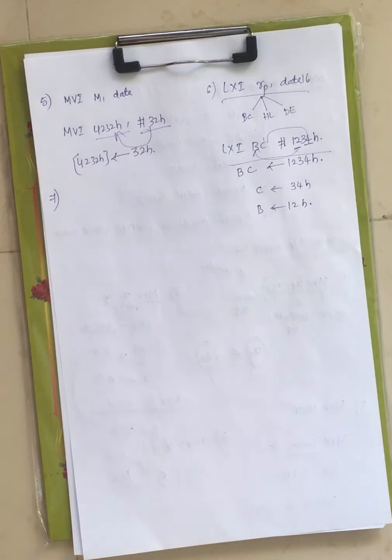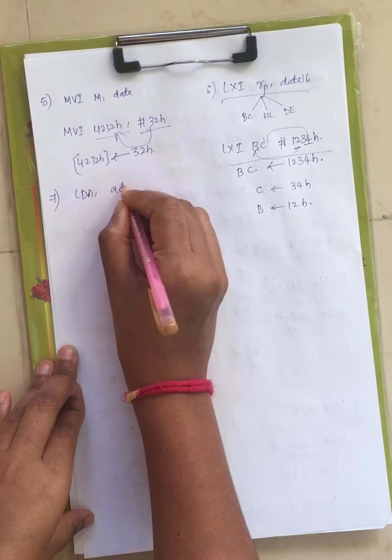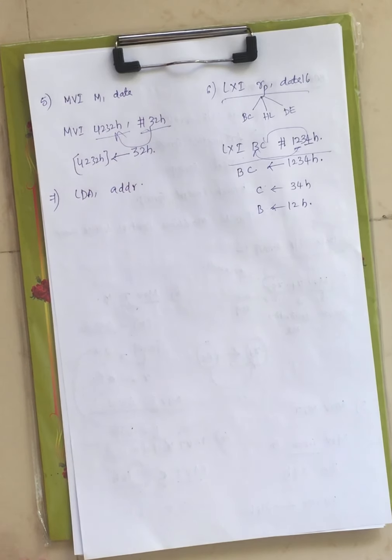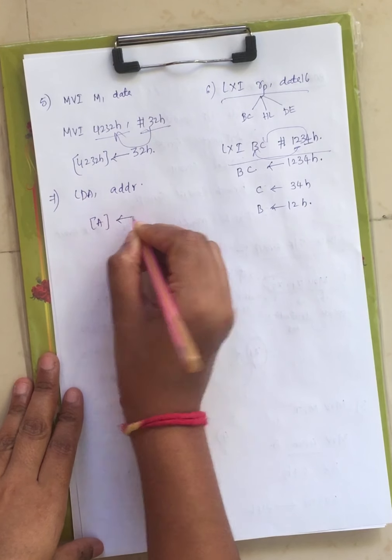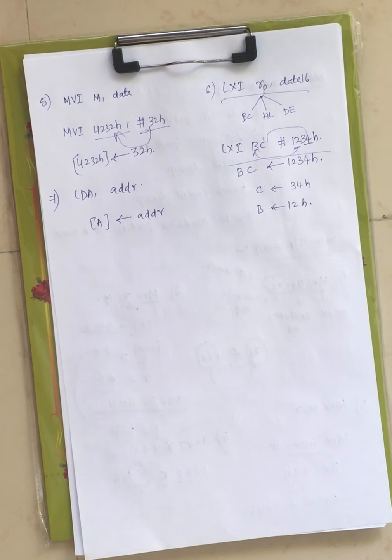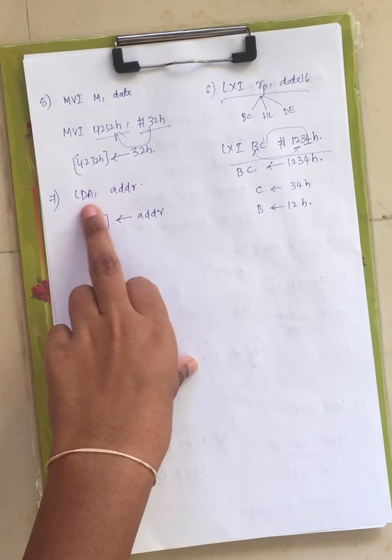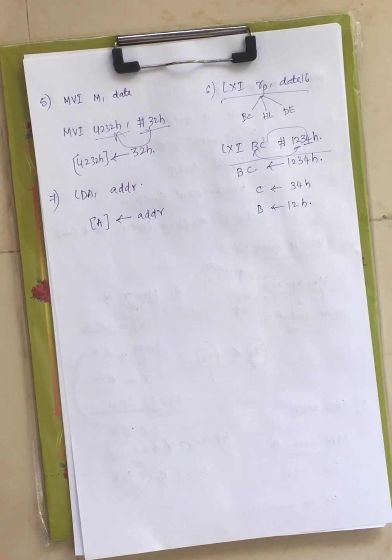Now coming to the seventh instruction, LDA address, right? LDA stands for load accumulator. The accumulator is loaded with the data at the address that is specified within the instruction. LDA is nothing but load accumulator, and after LDA we specify the address. The data at that address is loaded to the accumulator, right?